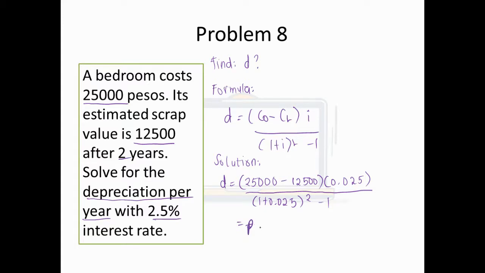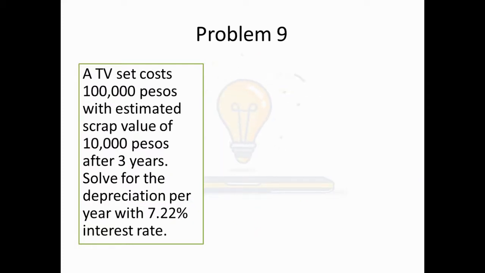So, for this problem, the final answer will be 6,172 pesos and 84 centavos, meaning to say that this bedroom will have a depreciation of 6,172.84 pesos every year, or our bedroom will decrease its value by 6,172 pesos and 84 centavos.